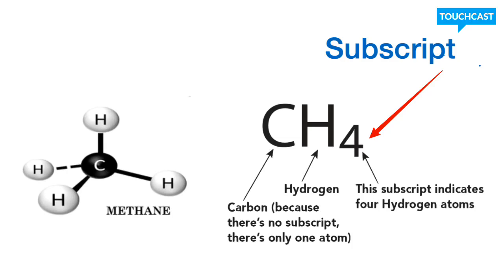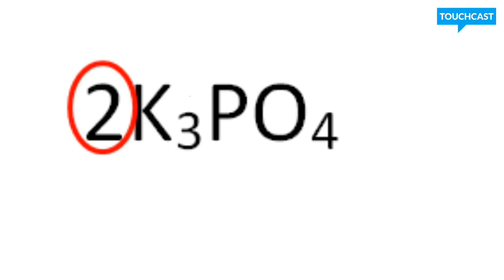Let's go ahead and move on and look at what coefficients mean. Coefficients are the large number that shows up in front of the compound. If you look right here, the number that is circled, that's a coefficient. What it means is you're going to have 2 times this entire group, or 2 of the K3PO4 molecule. So it's going to be 2 of those molecules.